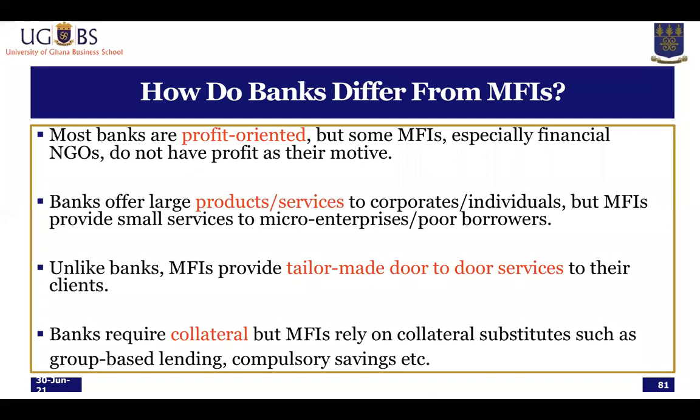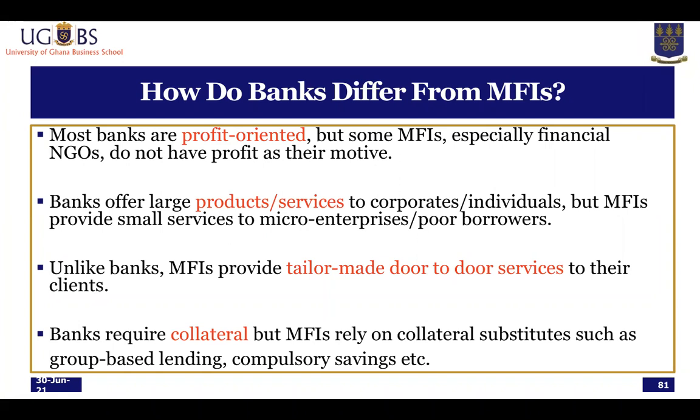Now, the banks are giving credit, and MFIs are giving credit. So the question is, how different are they? For banks, it's clear that their orientation is for profit. But when it comes to MFIs, they actually have a double sword. On one side, they need to be sustainable, but on the other side, they're looking also at meeting the needs of the poor. So there's a social aspect to their quest, especially for financial NGOs. They don't have a profit motive.